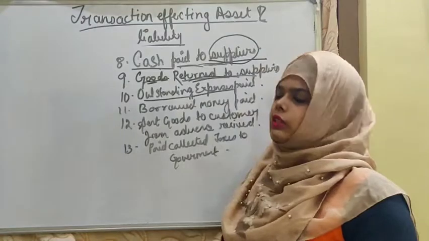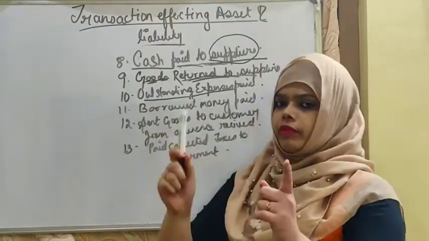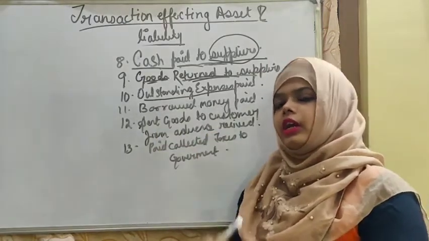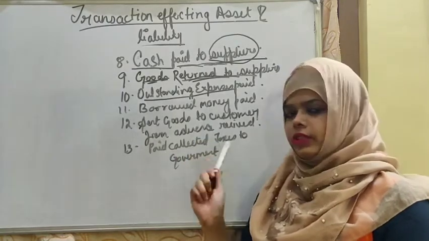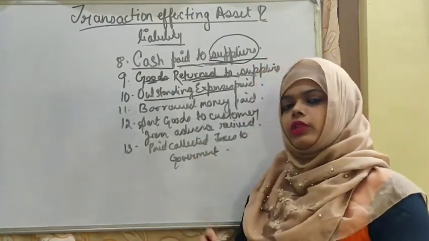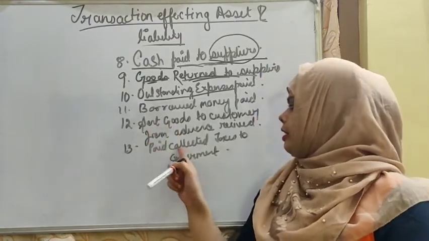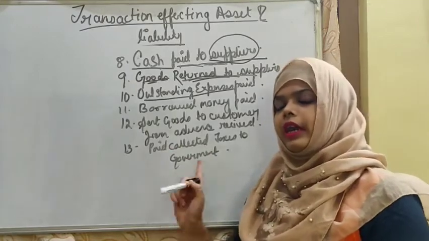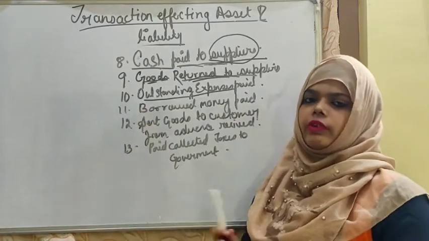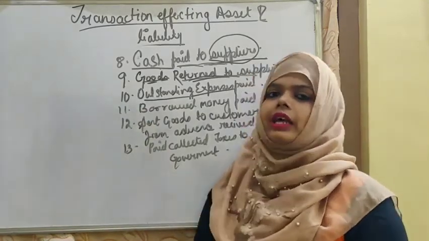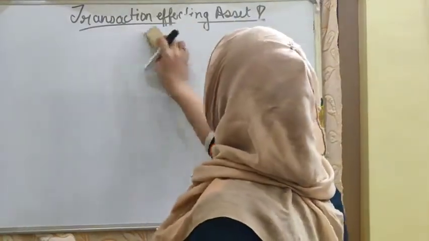So we already studied these transactions. We have borrowed money paid: borrowed money in the previous transaction, and we are now paying it. It will affect both the asset and liability side. Sending goods to customers from the advance receipt: we took advance from the customers for the supply of goods, and we are sending the goods to the customers. Paid collected tax to the government: we collected tax and we are paying the tax to the government. So these are the 13 transactions which affect both the asset and the liability side of a transaction. The next segment of these transactions.